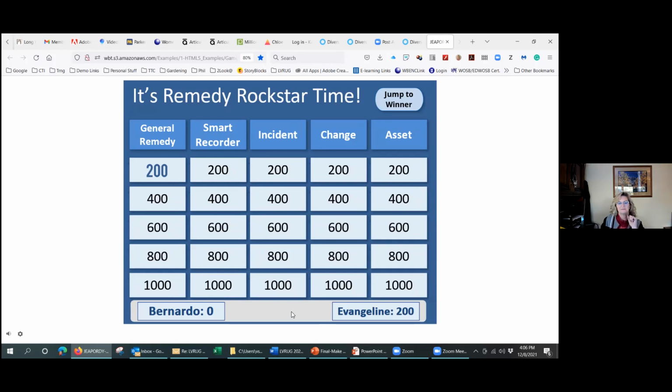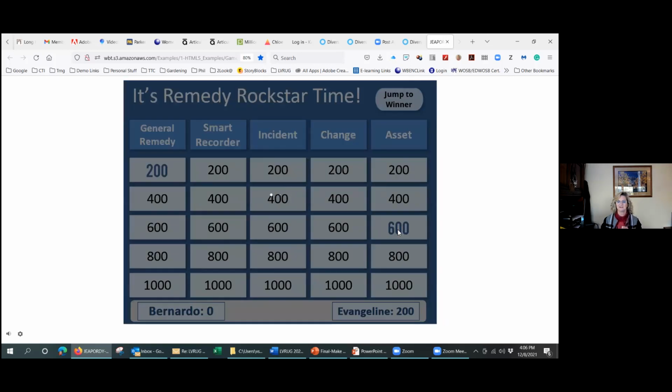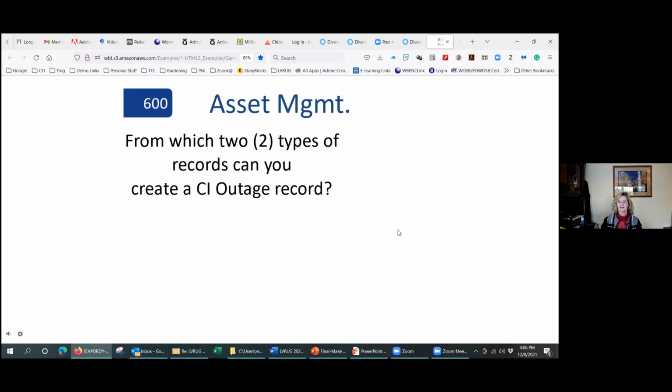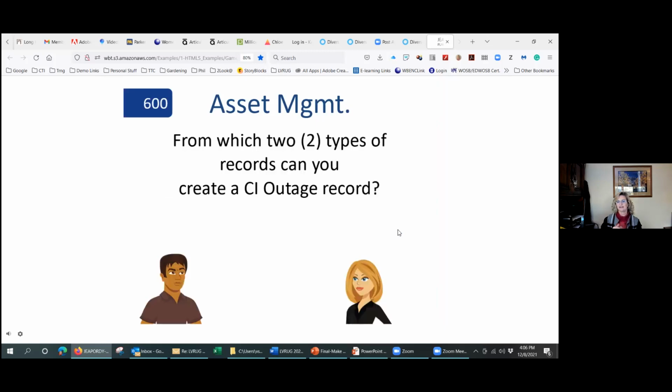Oh, boy. Okay. Change for 800. No, I want asset for 600. Asset for 600. Okay. So the question is, which two types of records can you create a CI outage from? Say, "Pick me." Whoever does yells that out first. Bob, you can say pick me. Pick Bob.